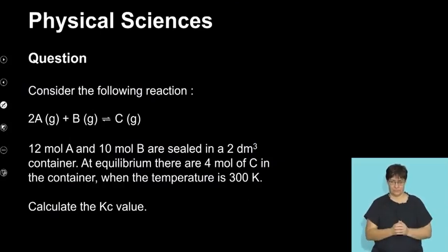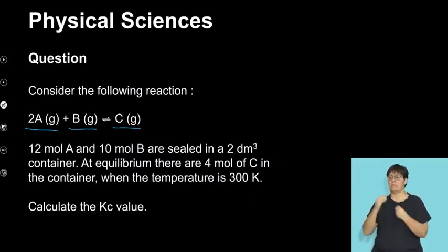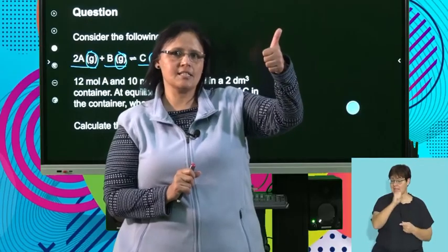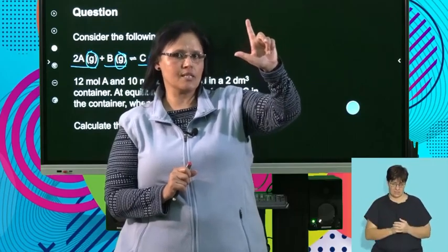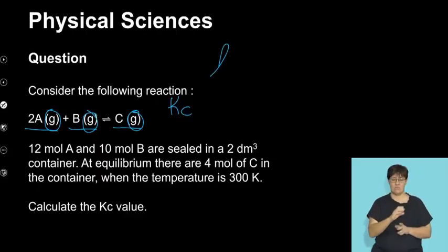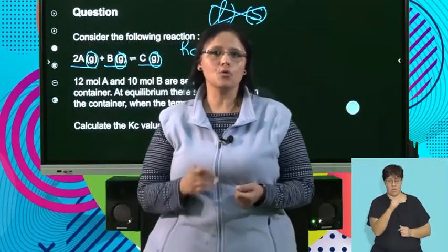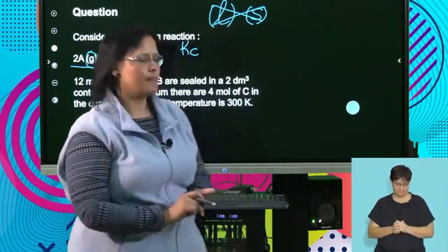Another question. Consider the following reaction. We have 2A, which is gas, 1B, which is also in gas phase, that converts into C, that is also in gas phase. What's important is, why do I talk about gas? Because as soon as I have to work out Kc, remember, Kc works only with gases and aqueous solutions. For Kc, we do not use the L, which is liquid, and we do not use the S, which is solid. We take those concentrations to be 1 because those concentrations remain constant.